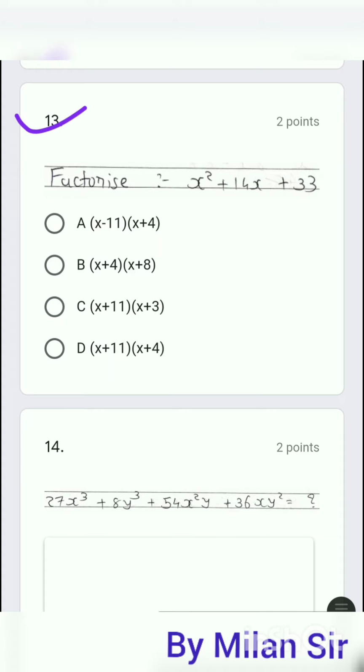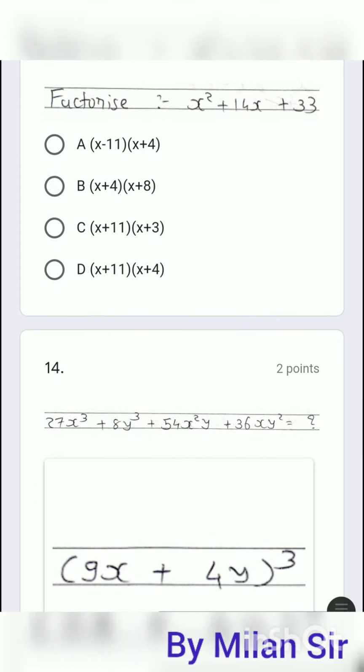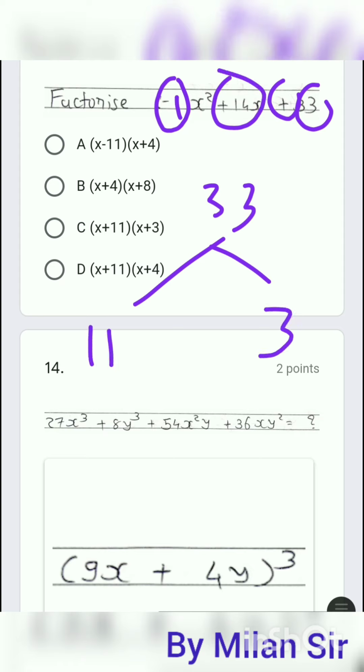After that, question number 13, this is even a 2 marks question. Factorize x square plus 14x plus 33. So here we can use the middle term splitting method. x square plus 14x plus 33. Here the coefficient, nothing is there, so 1 into 33 is 33. So here we need to factorize 33. Here the positive sign is there, so we need to find the factors of 33 such that if we add those two factors, we get our middle term 14. So 11 threes are 33 and 11 plus 3 is 14.